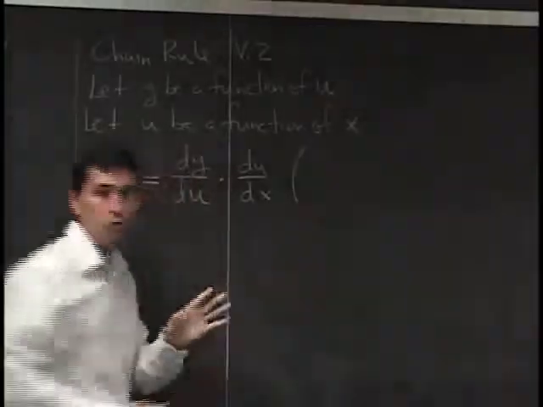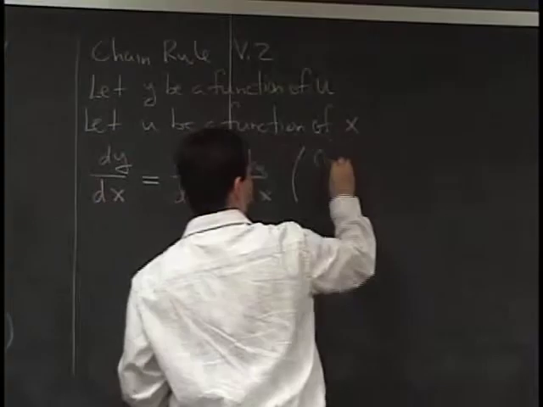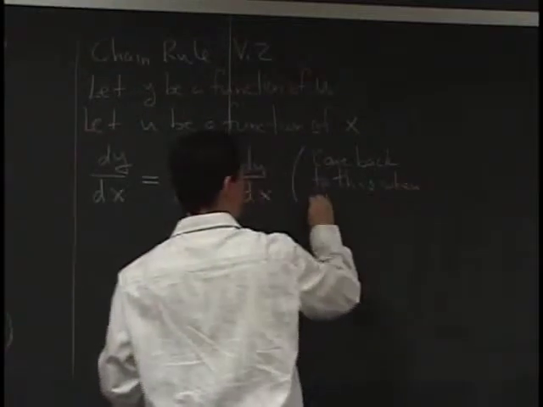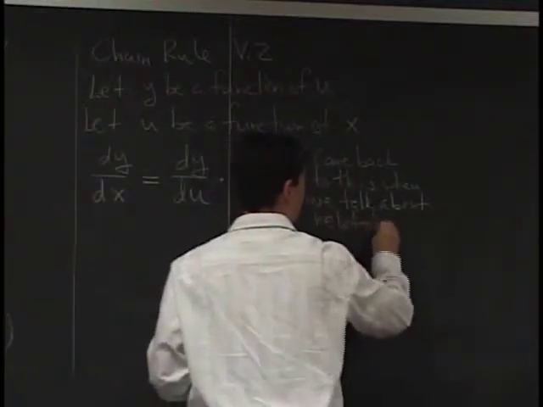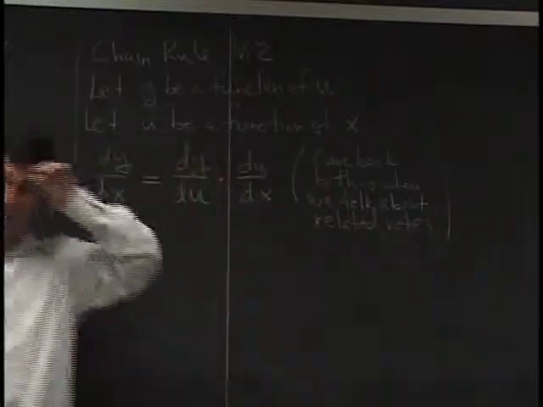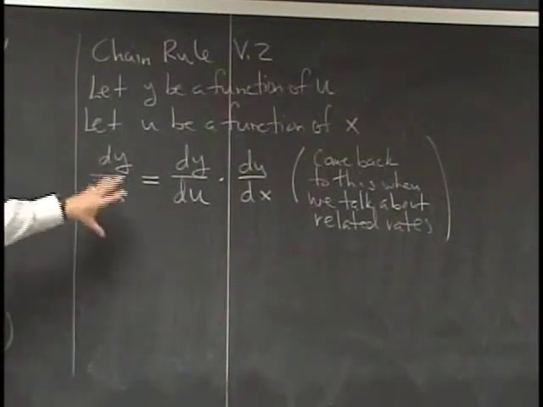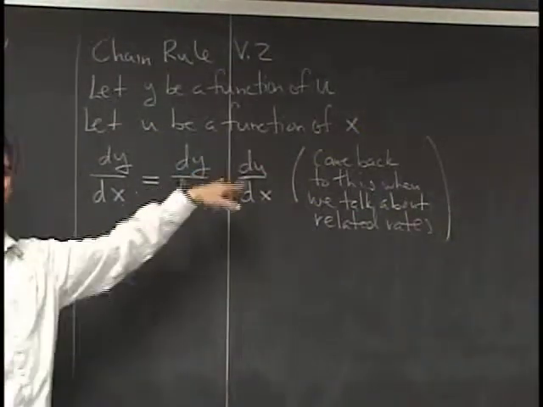I'll just point out, you can put a little sticky note in your notes that says come back to this when we talk about related rates. If you've taken calculus before, you've seen those, and if you haven't, you will. These are actually saying the same thing, of course. There's not a new rule. They're just two different ways of writing it. And this way has the advantage of looking like everything completely cancels.